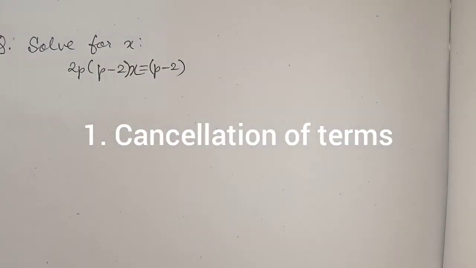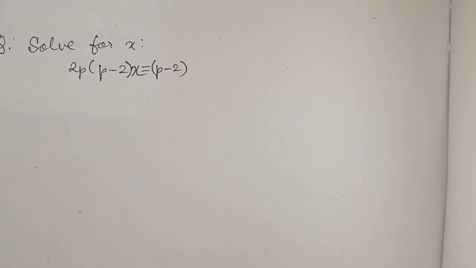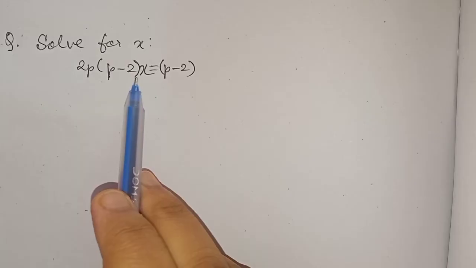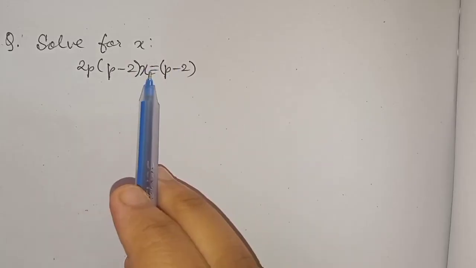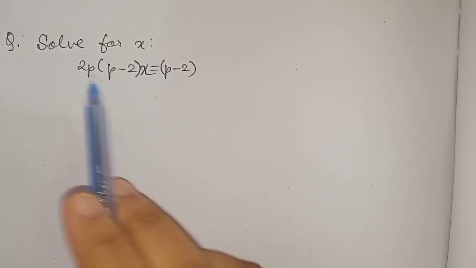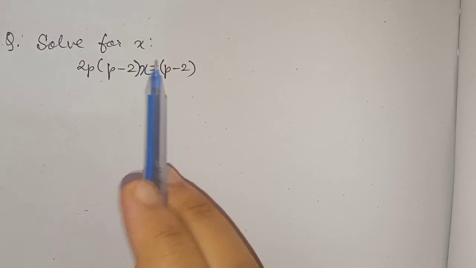We cannot divide both sides of an equation by a variable which may be equal to 0. Consider this example. By seeing p minus 2 common on both sides, many might make a mistake that they cancel these two terms and they get x equal to 1 by 2p. But that is not the complete solution.